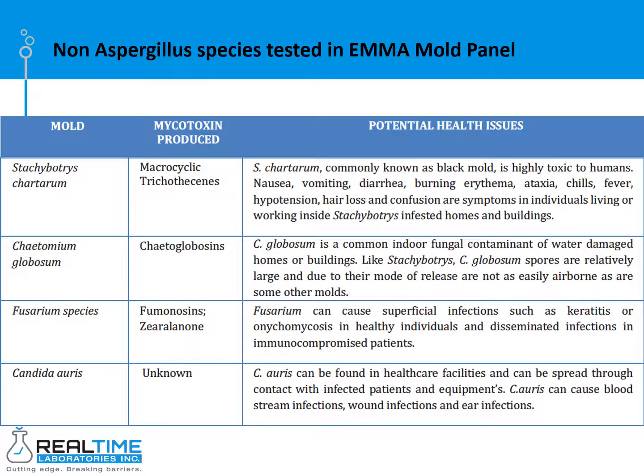The non-Aspergillus species we test for in the EMMA mold panel are Stachybotrys chartarum, which makes macrocyclic trichothecenes, and Chaetomium globosum, which makes ketoglobosums, and this is a common indoor fungal contaminant of water-damaged homes. The spores of Chaetomium are relatively large, and due to their mode of release are not easily airborne, just like Stachy. Stachy is very sticky and very difficult to become airborne, but its mycotoxins, the trichothecenes, are not. They're easy to get into the dust and be transported around in the house.